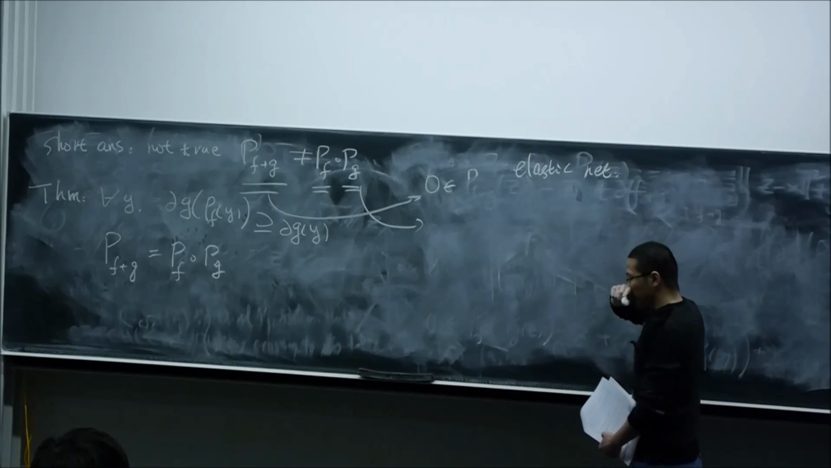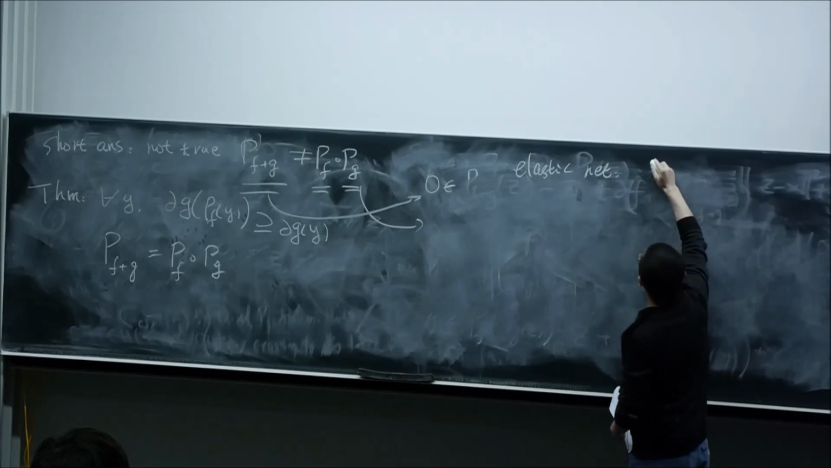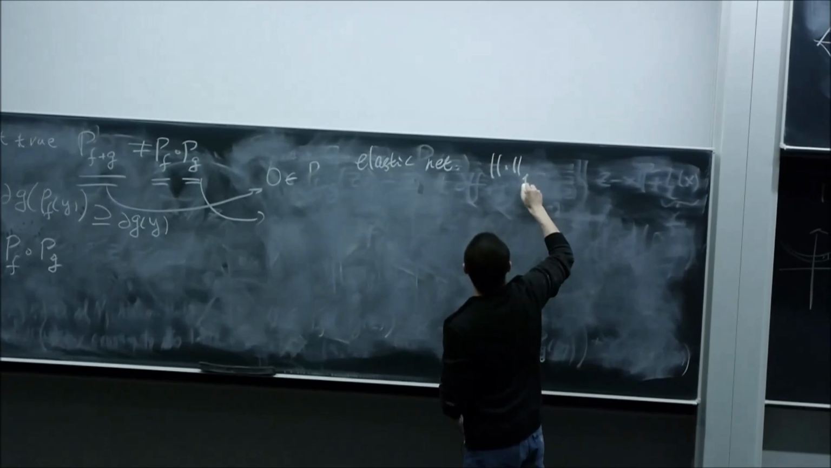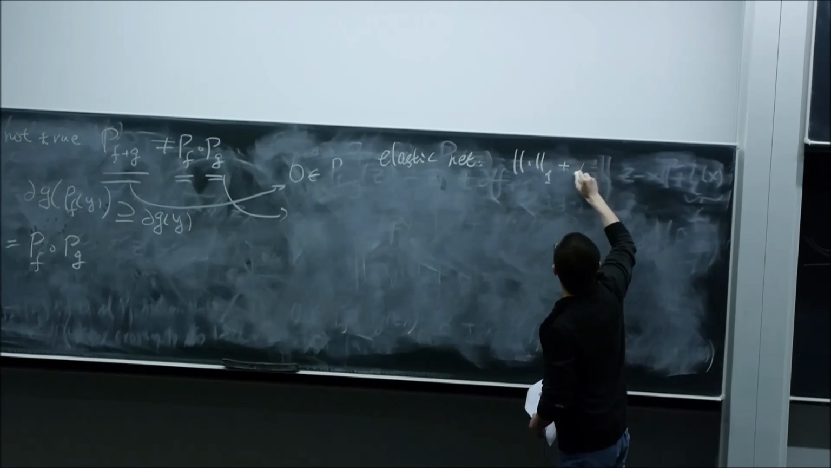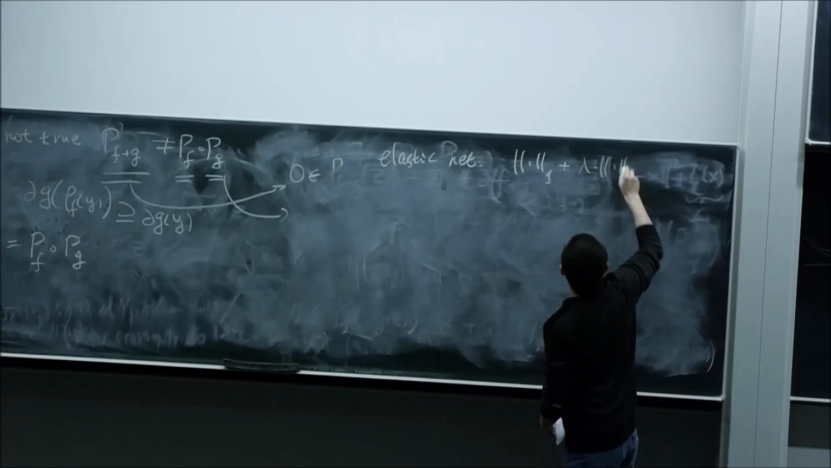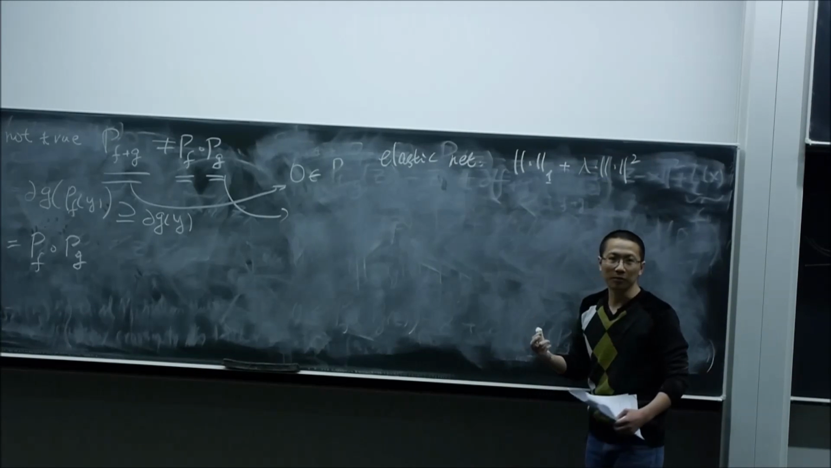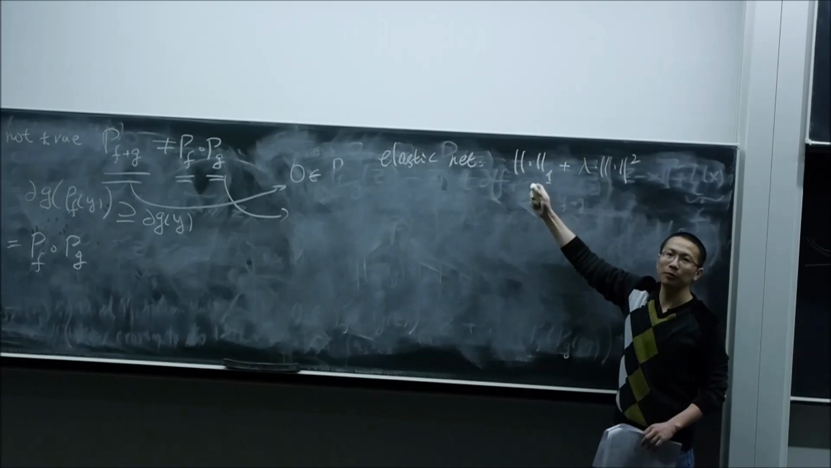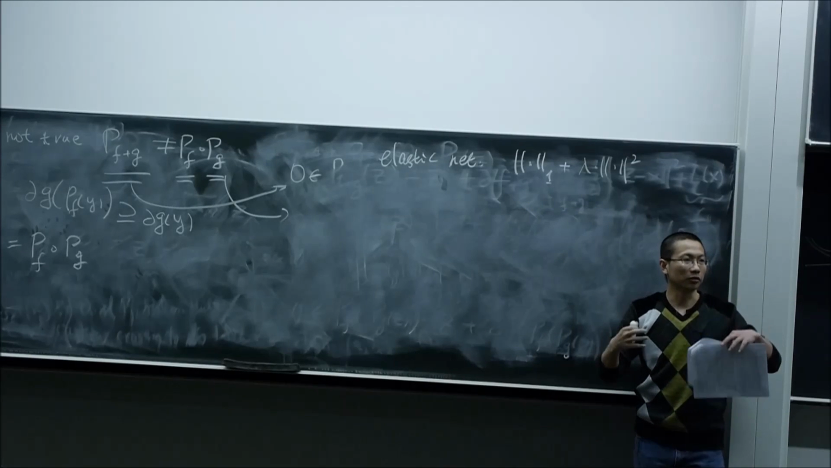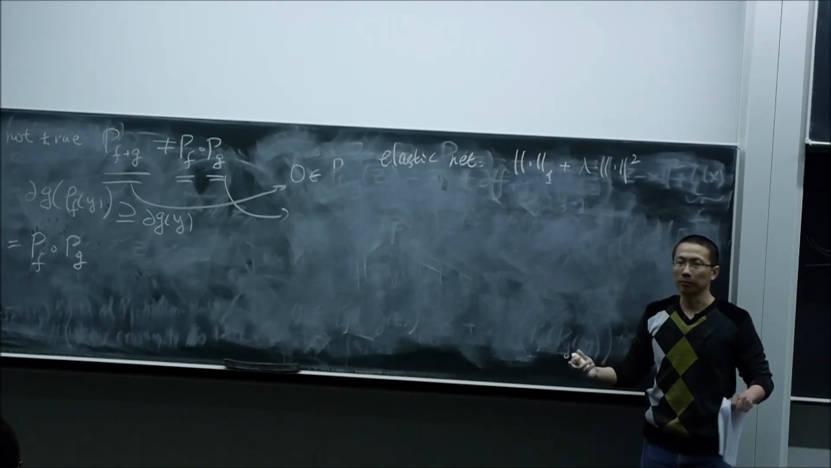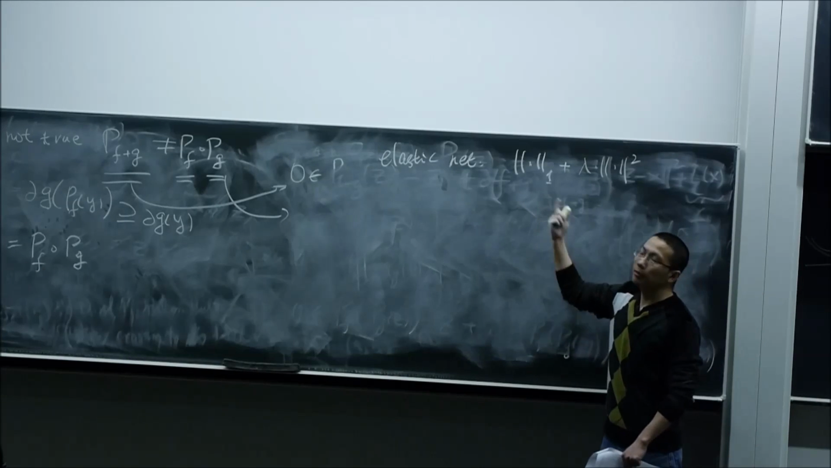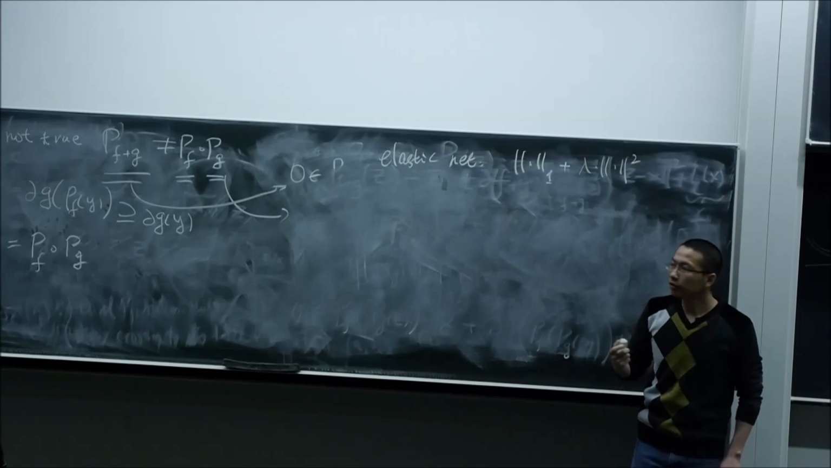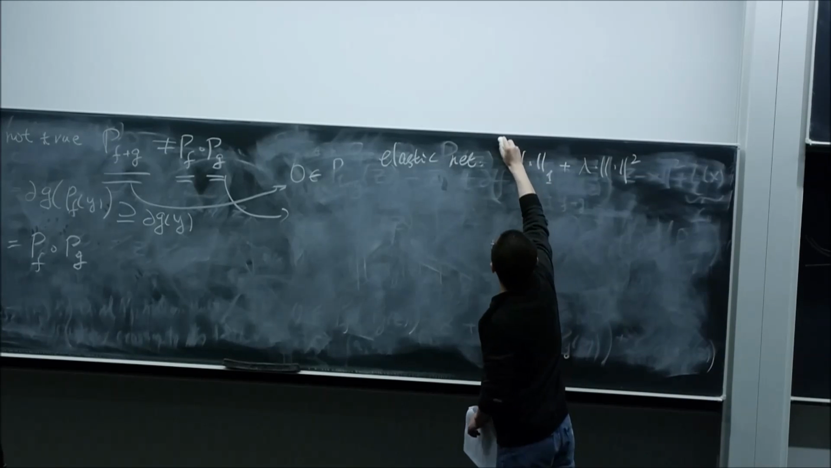So the elastic net says this. Instead of using just the one norm, we add the two norm, and hope to get the best of two parts. We get sparsity from the one norm, and we get the stability or spreadness from the two norm. Okay, how do you compute the proximity operator of that?